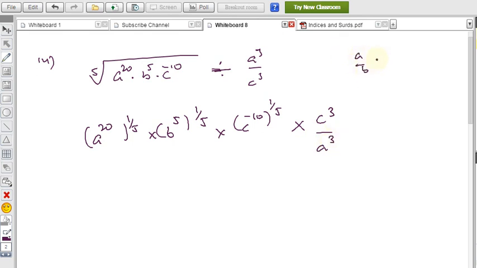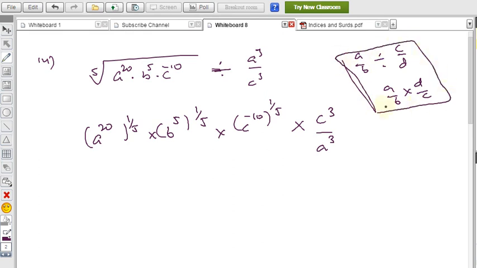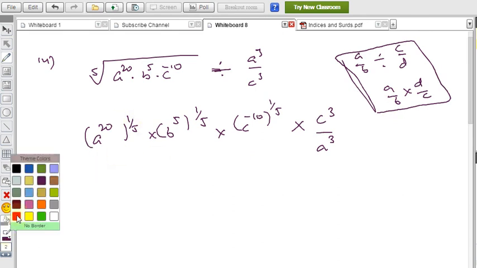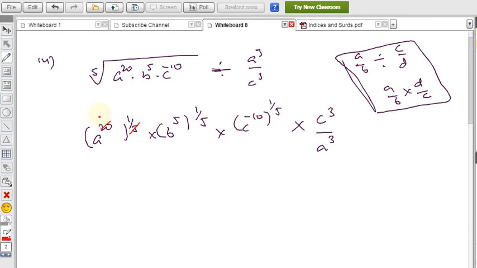A by b, for example, divided by c by d, then a by b into d by c. The division, if you keep the multiplication symbol, then the next fraction will be reciprocal. You can cancel. Okay, 5 ones are 5, 5 fours: a to the power 4 into b to the power 1 into c to the power minus 2. This 5 gets cancelled, 5 ones are 5, 5 twos, into c power 3 by a power 3.